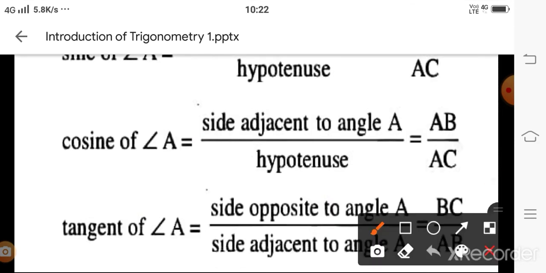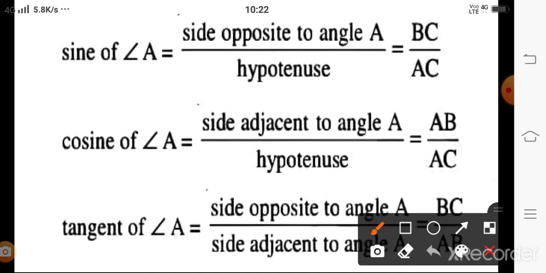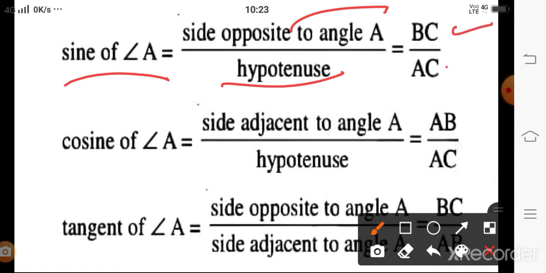If we have all these values, then in this right triangle ABC, if you have to find the value of sine of angle A, this trigonometric ratio is equal to the ratio of the side opposite to angle A and the hypotenuse. In the given diagram, the side opposite to angle A is BC and the hypotenuse is AC, so the ratio we get is BC upon AC.